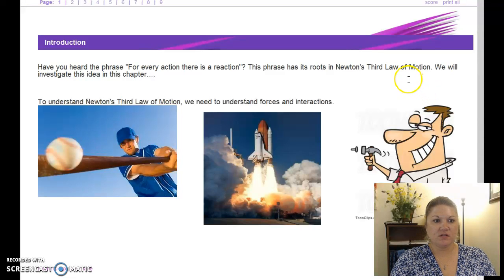Welcome back, guys. We're going to talk about Chapter 5 and Newton's third law of motion. You ever heard the phrase, for every action, there's a reaction? That has roots in Newton's third law. To understand what's an action and what's a reaction, we need to understand what forces are at work and what an interaction actually is.